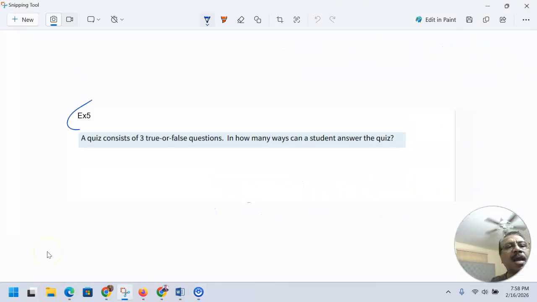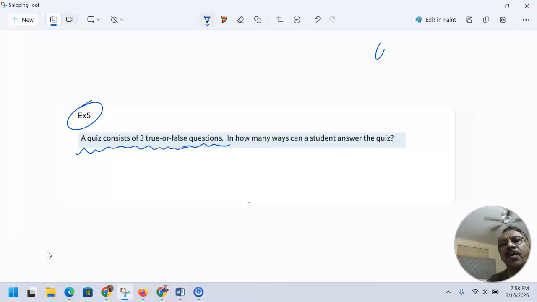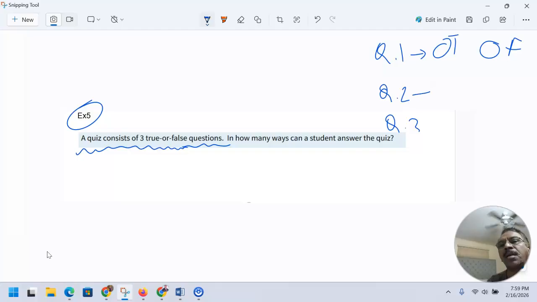Question number five says a quiz consists of three true or false questions. So there are three questions: question number one, question number two, question number three, and for each question you have to mark true or false. So how many different ways can a student answer the quiz?